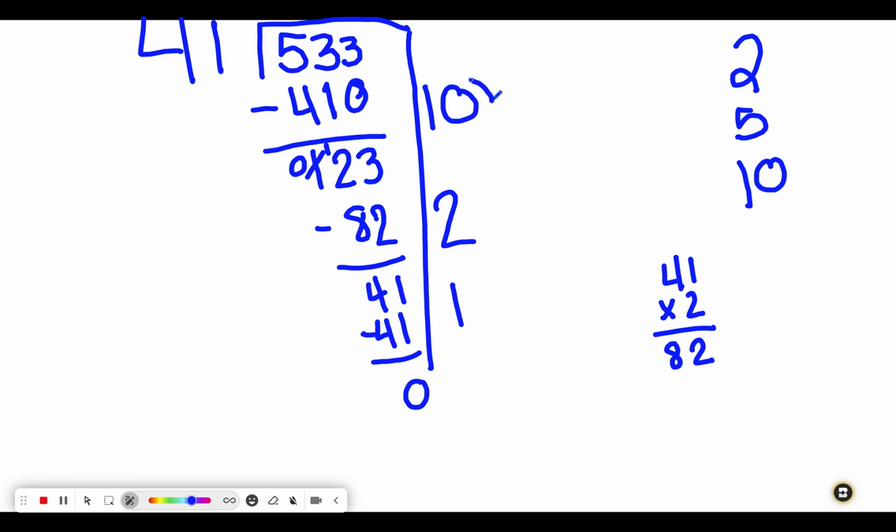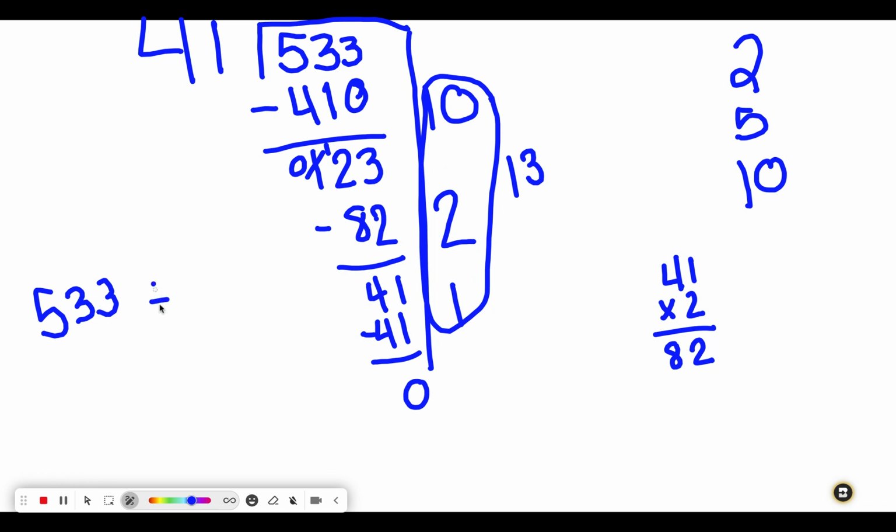Now, kind of just like we did in an area model, we are going to add these numbers together. So 10 plus 2 plus 1 would give me 13. I'm going to write it over here. Therefore, 533 divided by 41 is equal to 13. Okay, I'm going to give you a minute to take a look at that.